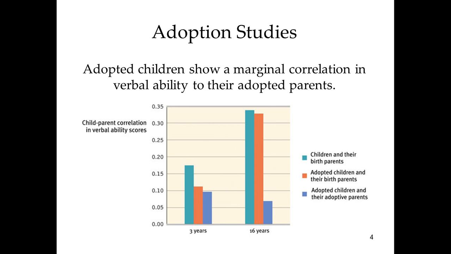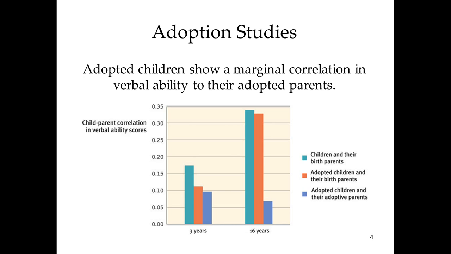To further emphasize the importance of genetics in the development of intelligence, this is the way that we look at twin studies, but we also look at adoption studies. And adoption studies are really important because we get rid of the idea of looking at just twins. So in this study, what we do is we look at the child and their birth parents, the adopted child and the adopted child's birth parents, and then the adopted child and their adoptive parents.